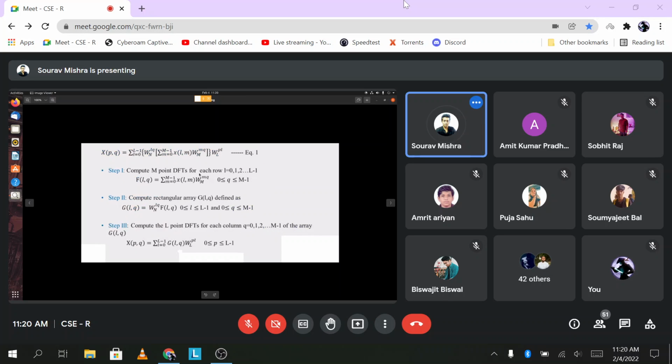Sorry, there is a mistake here. For computing the m point DFT for one row, the number of multiplications is Lm. Okay, the number of multiplications.